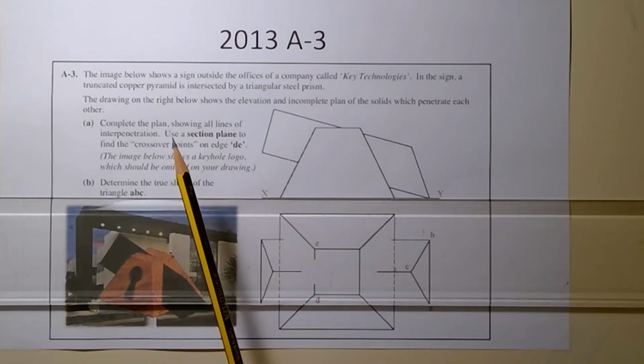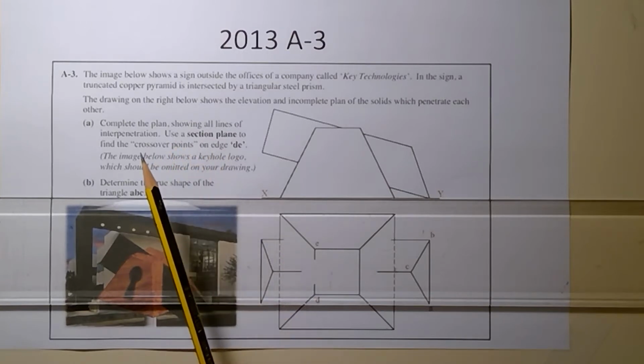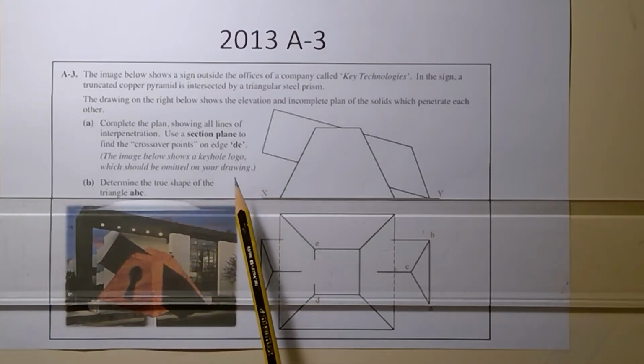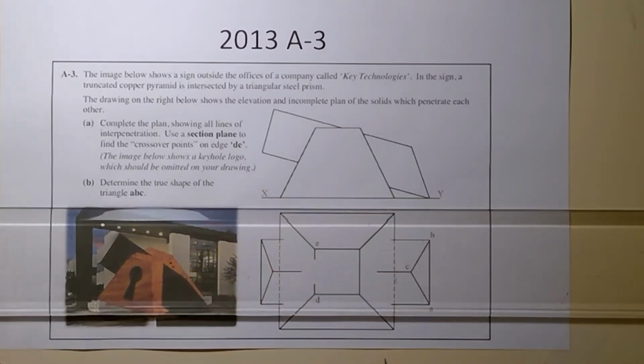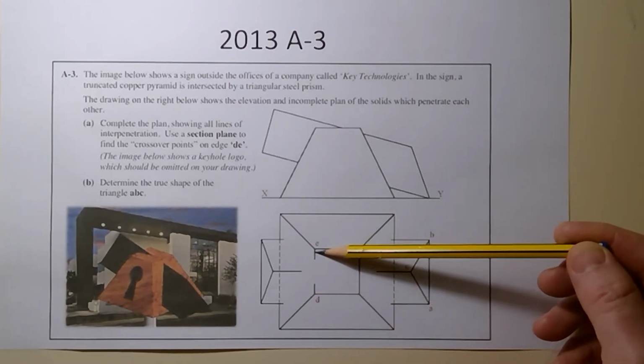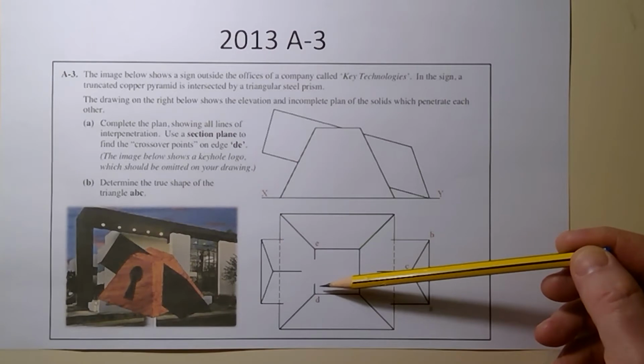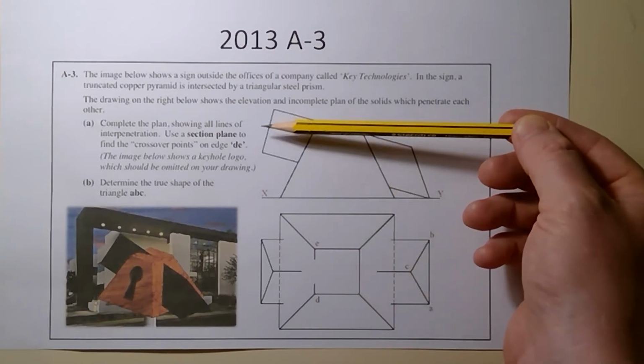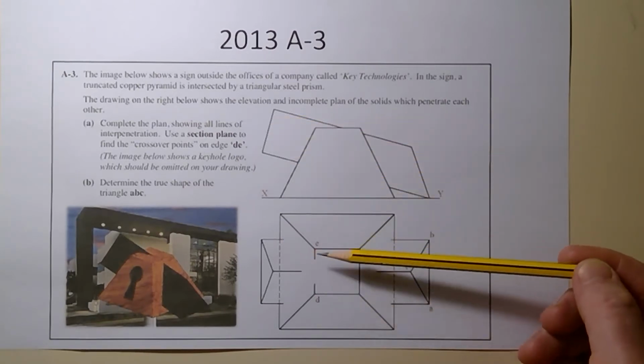And then it tells in this one to use a section plane to find the crossover points on the edge DE. Okay, so on that edge DE, take me t square out of the way. So that's our edge DE. So it wants me to use a section plane, which basically is going to be a horizontal cutting plane to locate points on my edge DE.